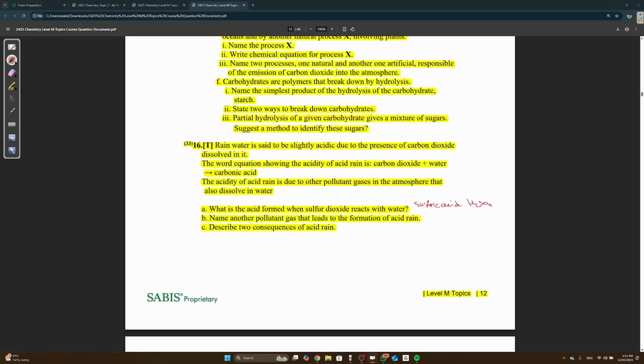H2SO4. Okay, is that the answer? Yeah, sulfuric acid, H2SO4. Name another pollutant gas that leads to the formation of acid rain. What did we say? Sulfuric acid, and what? The other gas is what?